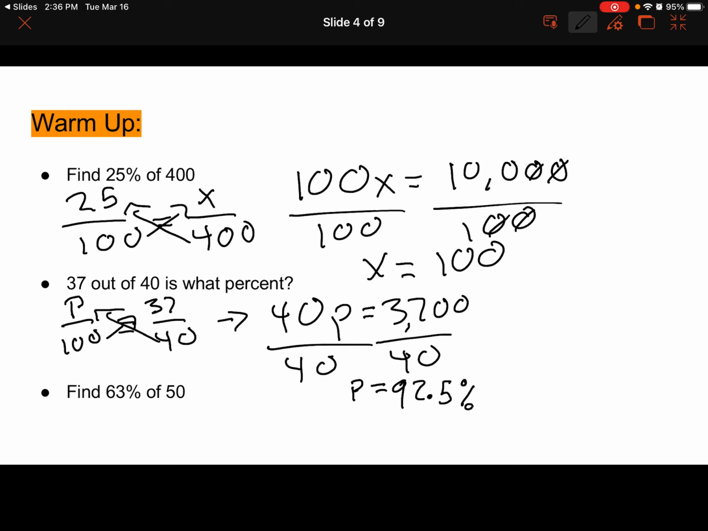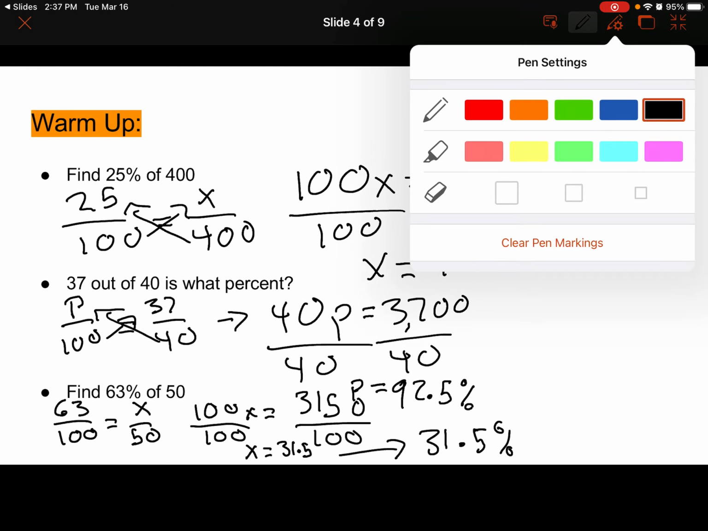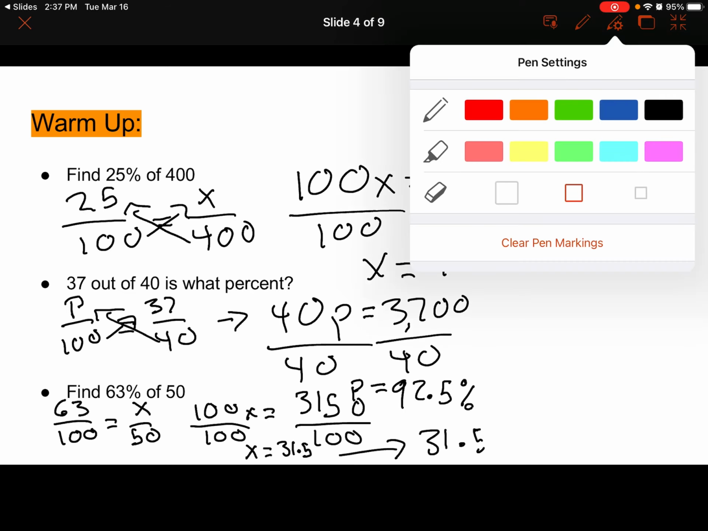All right, last one here. Find 63% of 50. So we have 63 over 100 is equal to x over 50, or 100x is equal to 63 times 50, which is equal to 3150. Now divide both sides by 100, and we get x is equal to 31.5. So that implies that this is 31.5%. Oh, no, sorry, it was just 31.5. My bad. We weren't trying to find a percent there. All right, let's get on to some real problems, the ones we were trying to learn today.